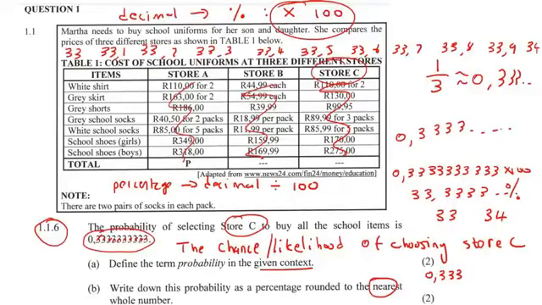So if we have 33,33333, we're sort of in this area over here. So we're closer to 33 than we are to 34. So the answer would be 33, and then just remember to say percent.